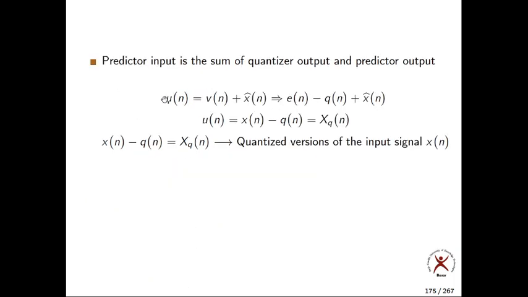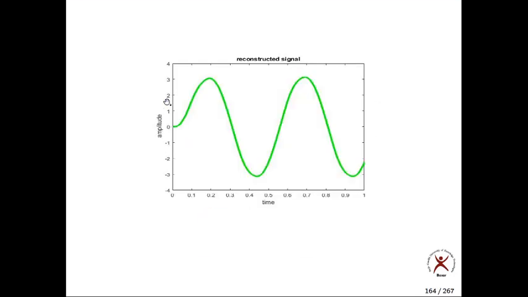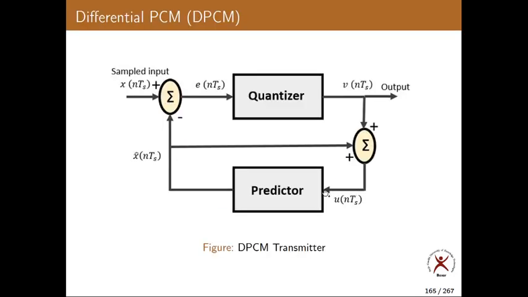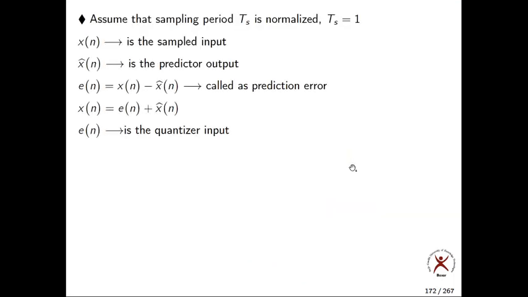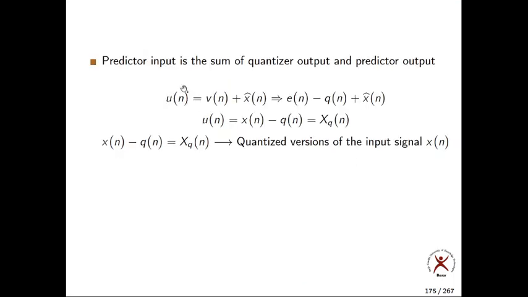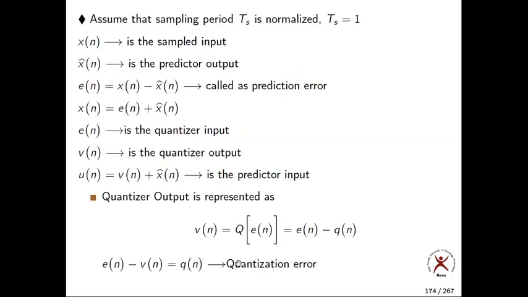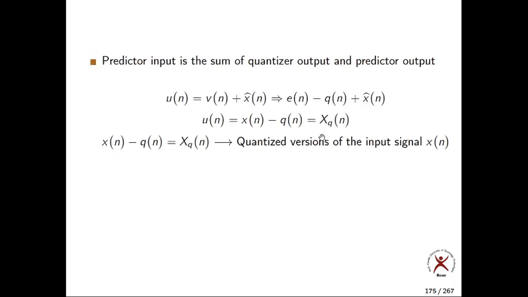Now, predictor input is the sum of the quantizer output and the predictor output. Please observe this diagram very carefully. So what is the input to the predictor? U of n. But what is U of n equal to? X cap of n plus V of n. Okay. Let me write this very carefully. U of n equal to V of n plus X cap of n. That implies, what is V of n? E of n minus Q of n. So I am writing V of n as E of n minus Q of n plus X cap of n.